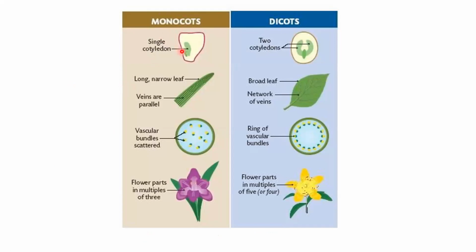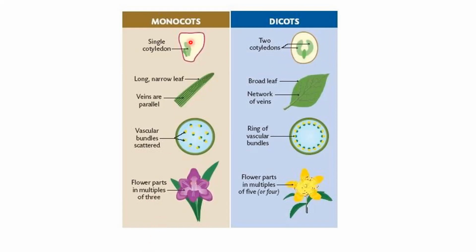Monocots are plants that have a single cotyledon. Cotyledons are basically storage organs that are in the seeds. So if it has a single storage organ in a seed, it's called a monocotyledon, a monocot, and a dicotyledon has two of these cotyledons, starch storage or amino acid storage organs. There are other differences as well.